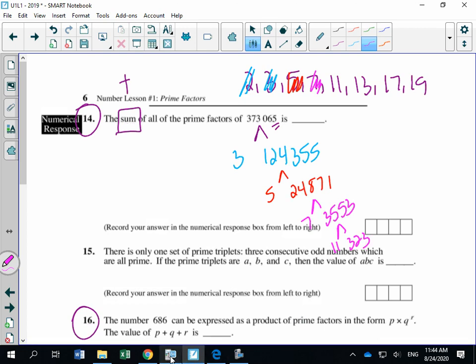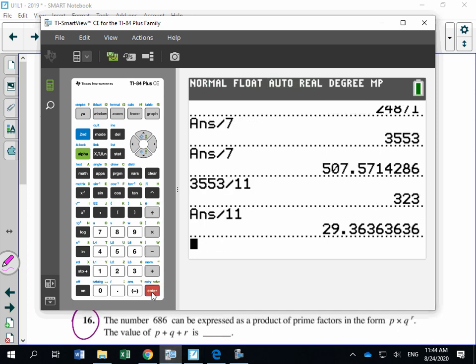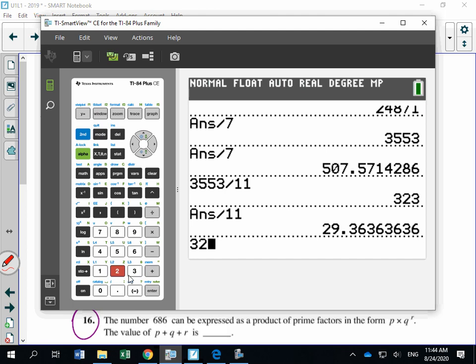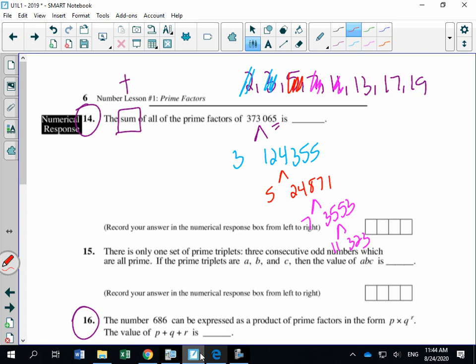323. Let's try 11 again. Remember, you keep dividing until that number no longer works. So 11 doesn't work. Now I'm going to jump up to 13. So 323 divided by 13. Nope. Let's jump up to 17.